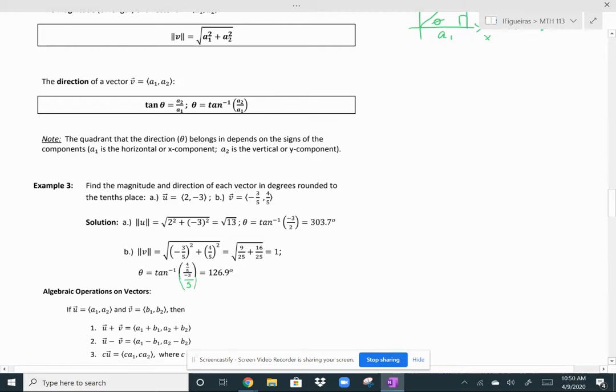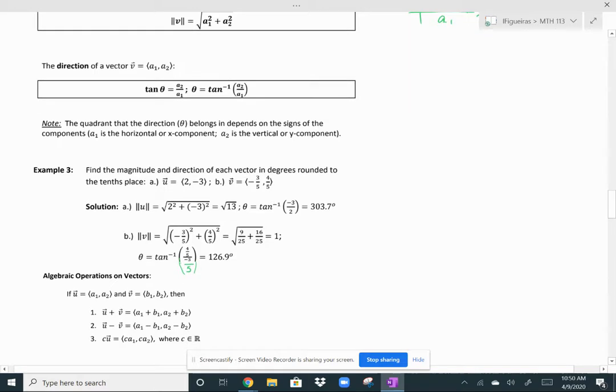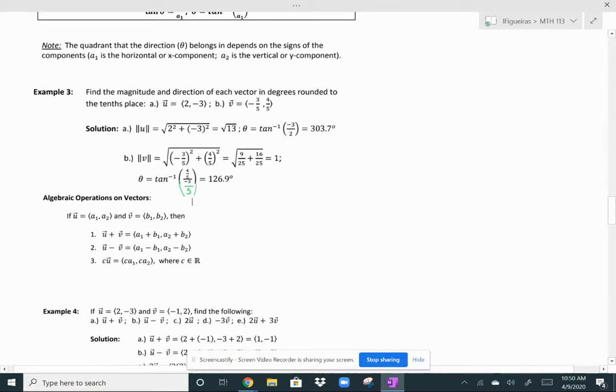Okay, and remember, when you're looking for your angle or your direction, make sure you're in degree mode when you're working with vectors. All right, so here are some algebraic operations on vectors. These are some properties. So if you have 2 vectors, u and v, where u has components a sub 1 and a sub 2, and v has components b sub 1 and b sub 2, then if you add the 2 vectors, it's the same as adding the individual components.